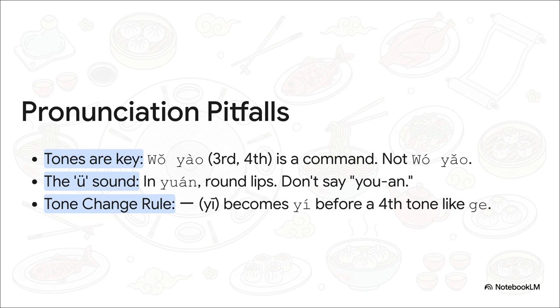Second, a common sound that's tricky for English speakers, the U sound in 服务员. To make this sound, start by saying E, and while you're holding that sound, just round your lips tightly. Yuan. Finally, there's a really important rule called tone sandhi. The number 1, yi, is a first tone. But when it comes right before a fourth tone syllable, like ge, it actually changes to a second rising tone, yi. So we say yi ge. Trust me, mastering these little details will make you sound so much more fluent.